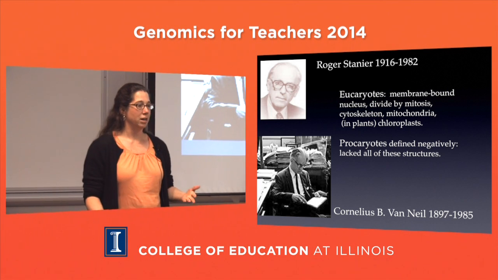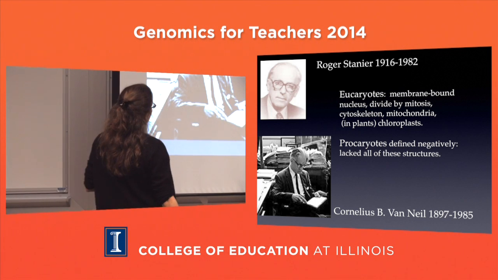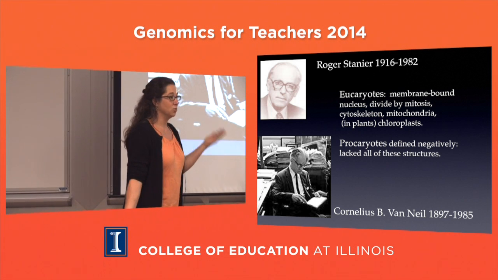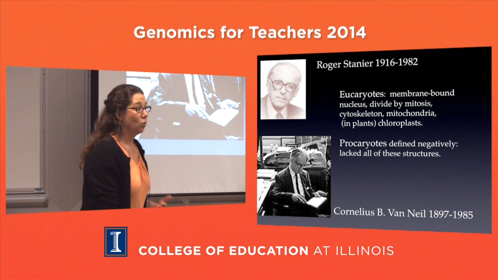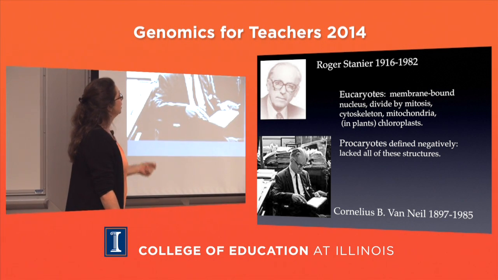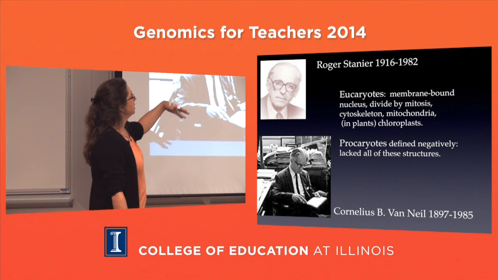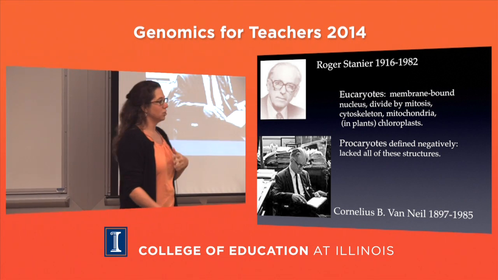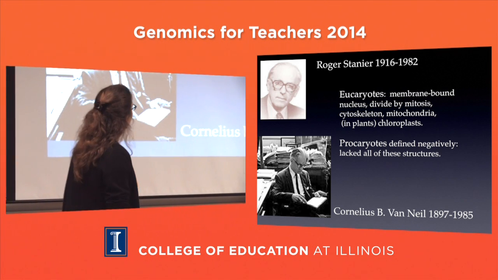So again, from microscopy, one of the things they noticed is that the bacteria that they looked at don't have a nucleus. They're tiny single-celled organisms. They don't have a nucleus. We do, so that must be really important. So we have a membrane-bound nucleus. They divide by mitosis. They have a cytoskeleton, mitochondria, and chloroplasts. These are all things that eukaryotes have, that we have, plants have.